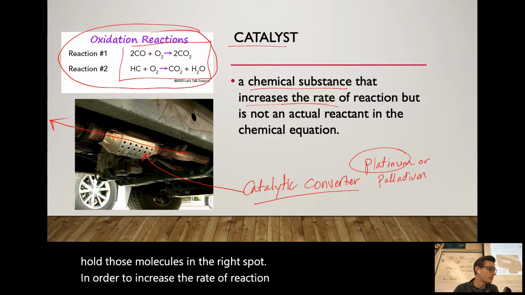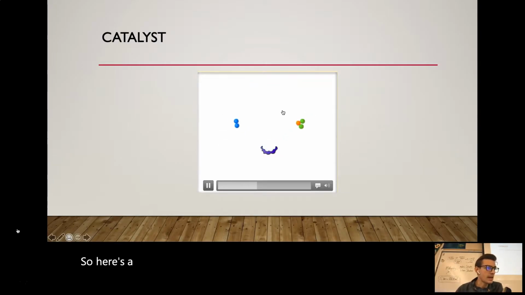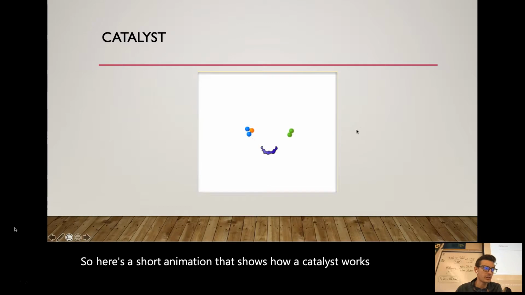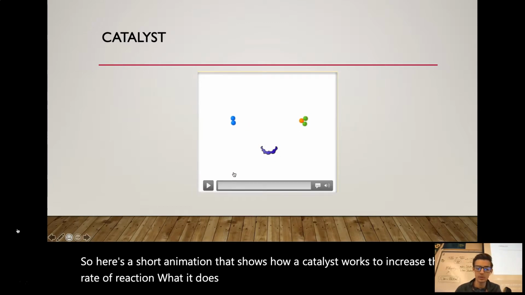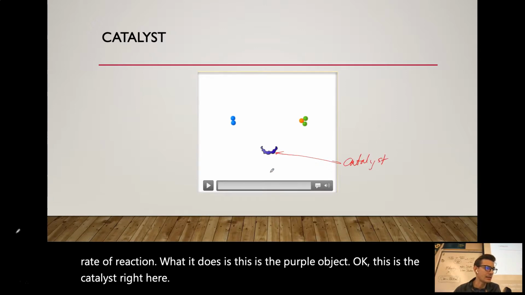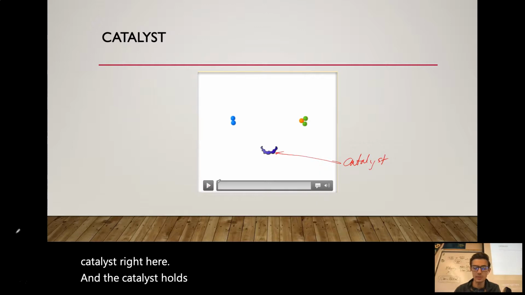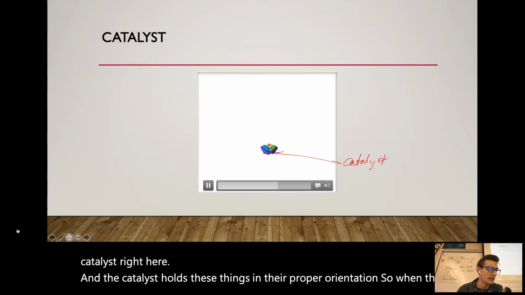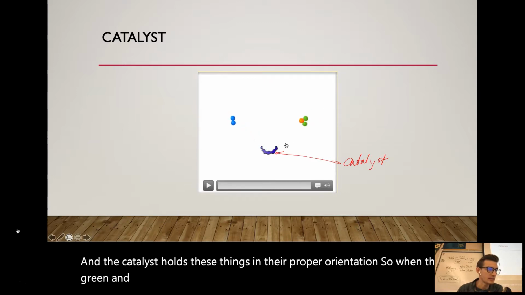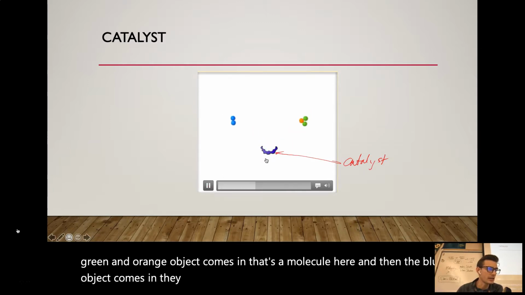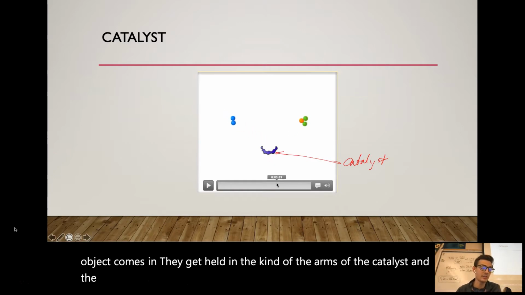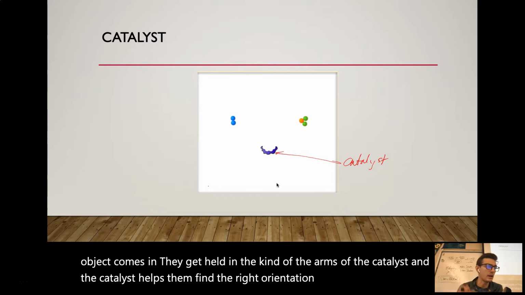I have an example for you. So here's a short animation that shows how a catalyst works to increase the rate of reaction. This purple object is the catalyst right here. And the catalyst holds these things in their proper orientation. So when the green and orange object, a molecule, comes in, and then the blue object comes in, they get held in the arms of the catalyst, and the catalyst helps them find the right orientation in order to make the chemical reaction happen.